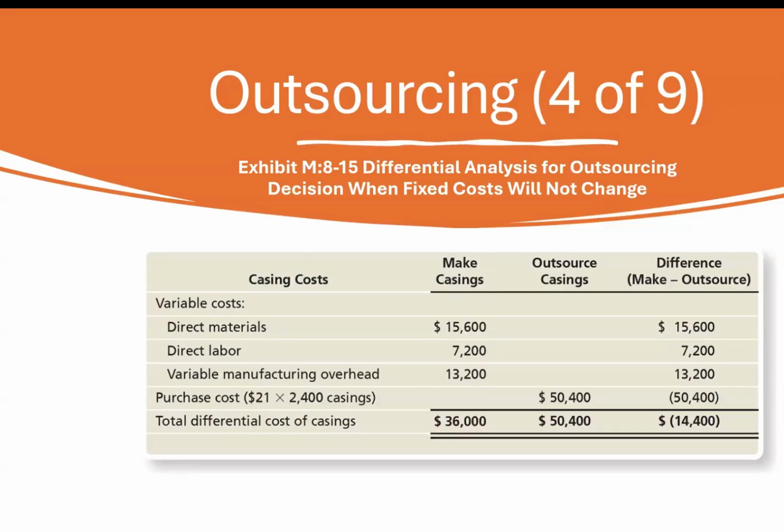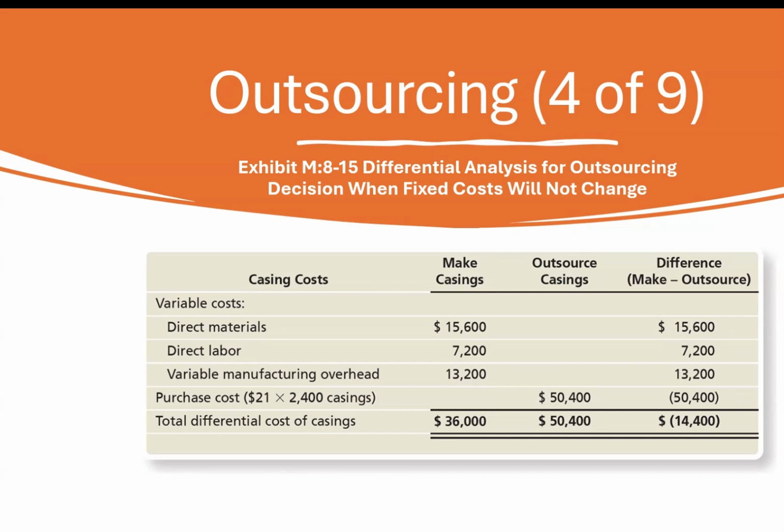When purchasing casing, Smart Touch Learning can eliminate all variable manufacturing costs, including the $15,600 in direct materials, $7,200 in direct labor, and $13,200 in variable manufacturing overhead. Now this totals $36,000 in savings, or $15 per casing, which is 36,000 divided by 2,400 casings.